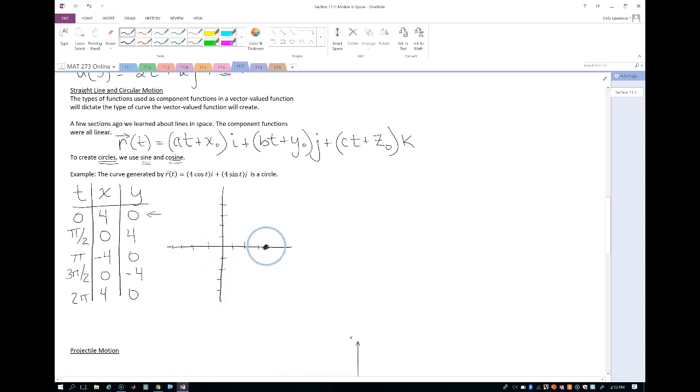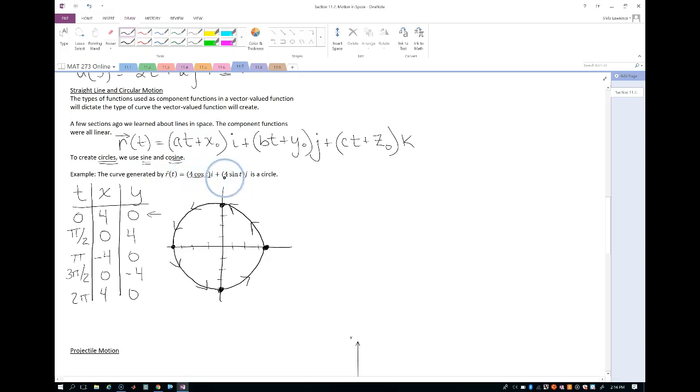We start at 4, 0, and then we move to 0, 4, and then we're at negative 4, 0. You see we are going around, and then 3 pi over 2, we're at 0, negative 4. So I'm not plotting any t values here, I'm just plotting the x and y values. And then at 2 pi, we're back to 4, 0. So what we're doing here in this vector valued function is it's taking us around a circle of radius 4.